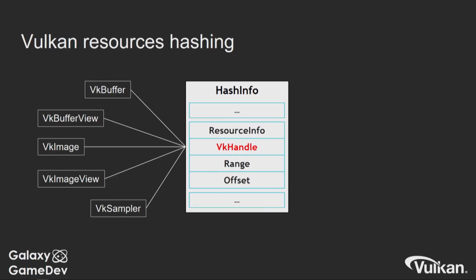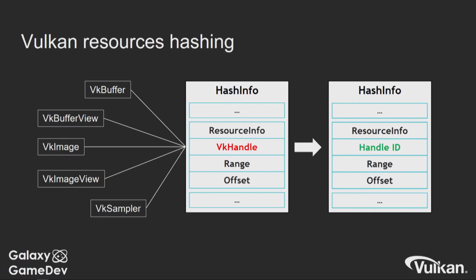Handle values may not be unique within a resource type or across different types. So you may have some unexpected hash collisions, which are very annoying to fix. The better way is just to implement your own ID generator and use your own unique IDs to make sure everything works right.